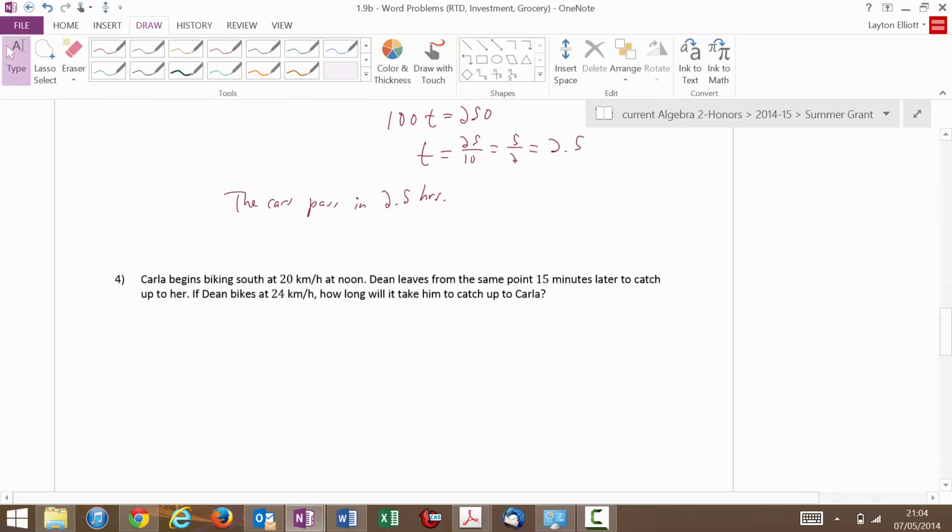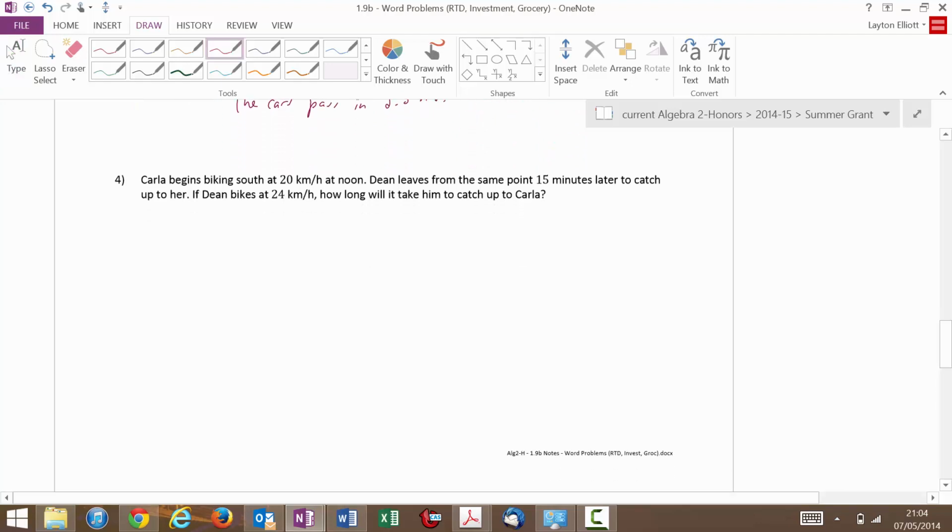Number 4, we have Carla beginning to bike south at 20 kilometers per hour at noon, and Dean leaves from the same point 15 minutes later to catch up to her. Let's look at our numbers here. We have biking south. There's a rate. Dean leaves 15 minutes later, and Dean bikes that much, and it wants to know how long will it take him. That's kind of important. How long will it take him?